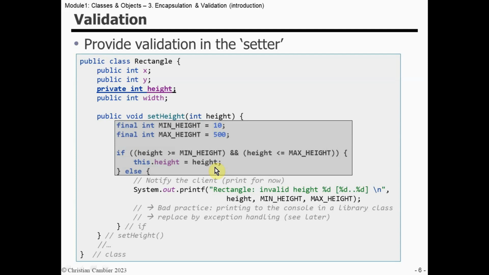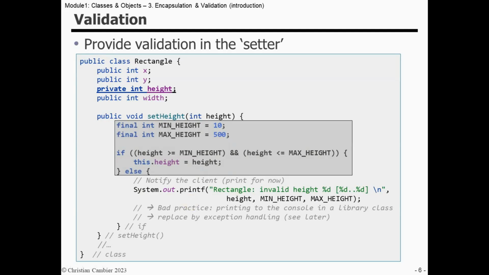Before assigning the parameter to the property, we test the value. So if height is bigger than some minimum height, which I here define as a constant with a value of 10, and if height is less than a maximum height of 500, I perform the assignment. Else we need to notify the clients, and we're using print for now.